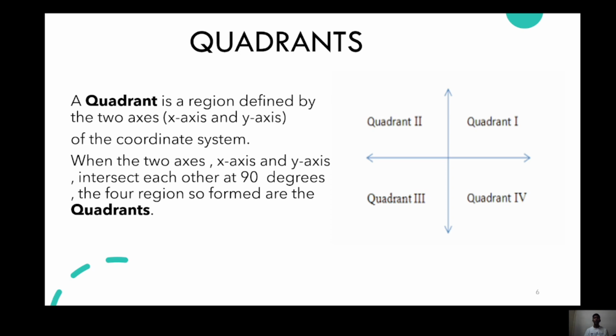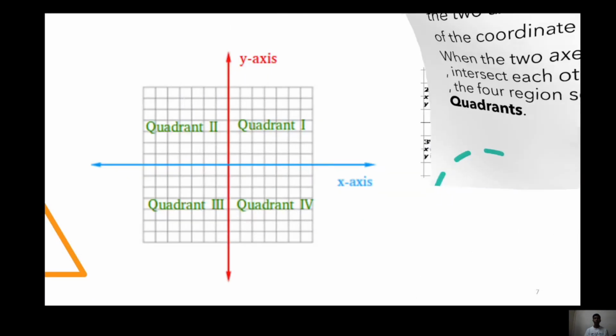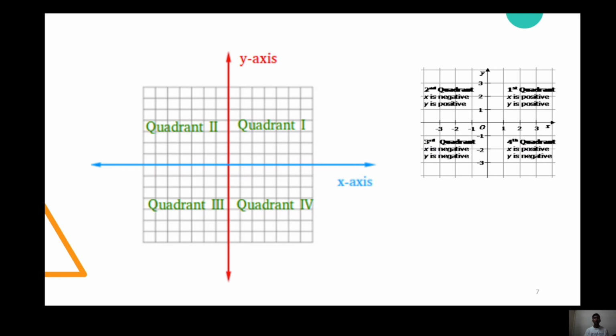Next is quadrants. A quadrant is a region defined by two axes, x-axis and y-axis, of the coordinate system. When the two axes, x-axis and y-axis, intersect each other at 90 degrees, the four regions so formed are quadrants, as you can see in this diagram. So, in this diagram, you can see the four quadrants: first quadrant, second quadrant, third quadrant, and fourth quadrant.